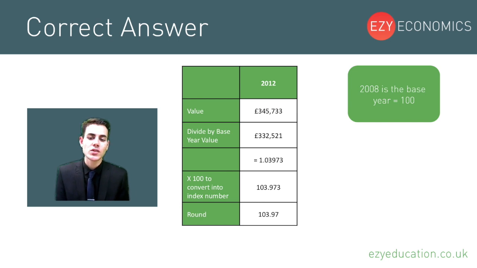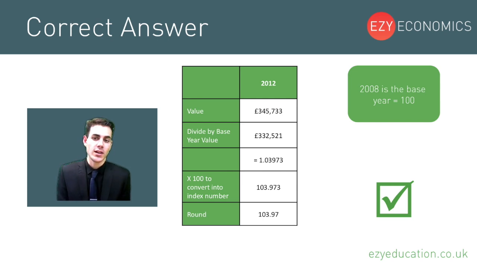103.973. Rounding to 2 decimal places, well the 3, because it's below 5 rounds down, has no impact on the 7, so we can cancel it out and we're just left with 103.97, which is the correct answer. And because this number is bigger than 100, this means that proportionally the value for the government in 2012 is larger than that in the base year, which was 2008.